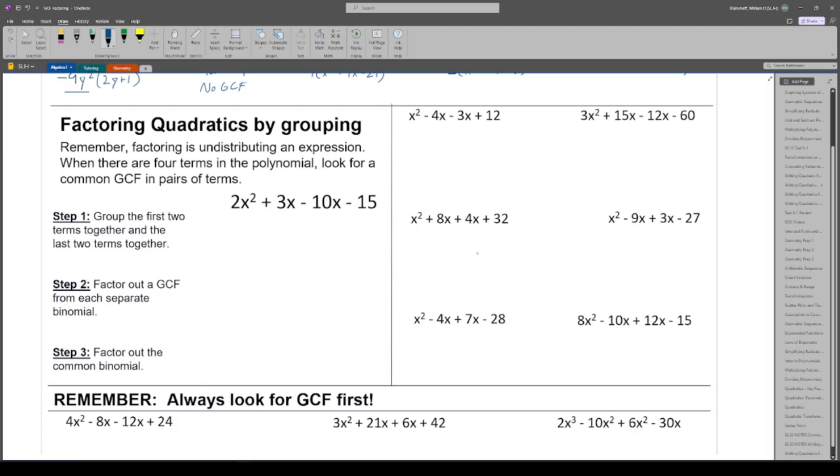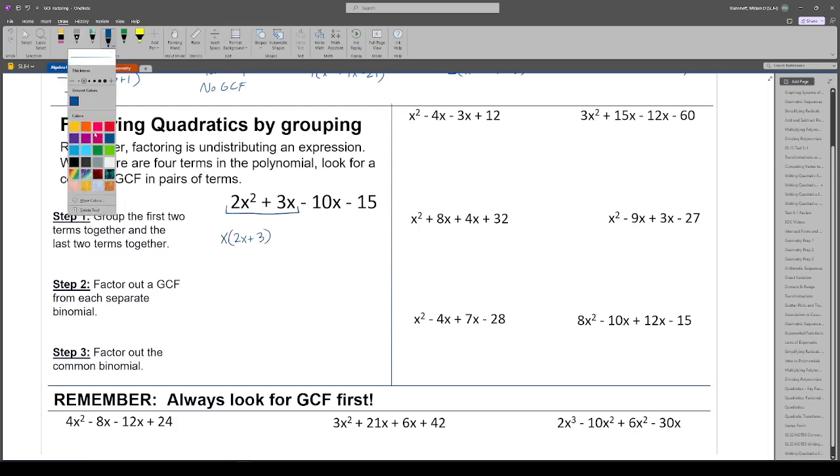But what we're going to do is regroup it. We're going to take the first 2 terms and group them together. Then we're going to look for a GCF of those. So those two, the 2 and 3 have no GCF, but the x's do. So we can factor out an x and be left with 2x plus 3.